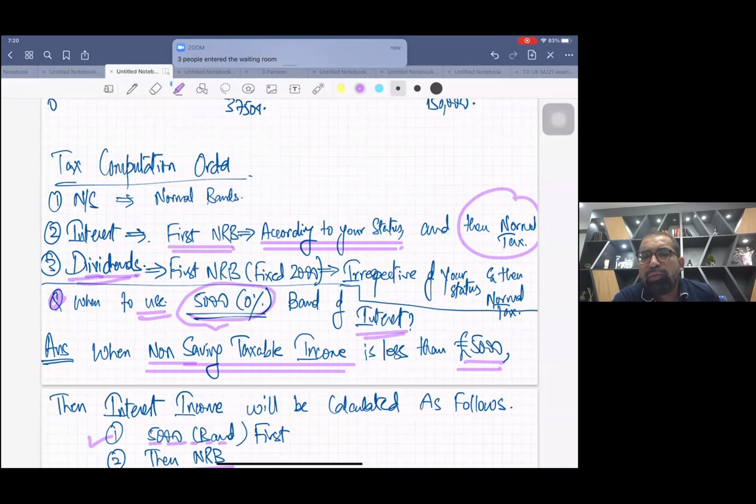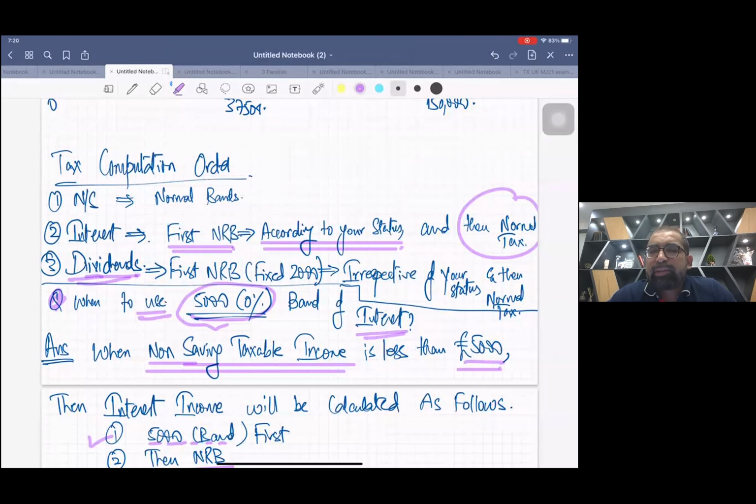First of all, you'll apply the NRB, nil rate band. You should know by now that for interest income, the NRB is given according to the taxpayer's status. If the taxpayer is a basic rate taxpayer, they get 1,000 NRB. If a higher rate taxpayer, only 500 NRB. And if an additional rate taxpayer, no NRB on interest is given. So first calculate the NRB according to your status and then compute the normal tax.